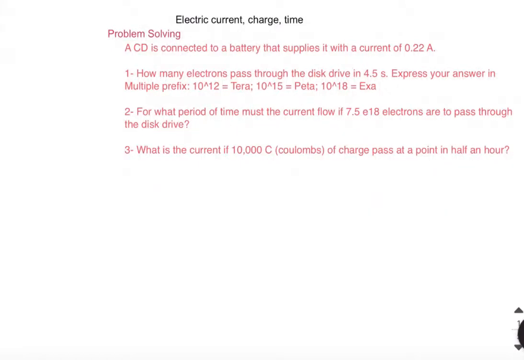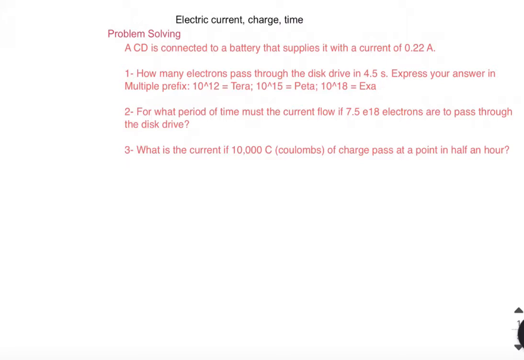This is a problem solving about electric current, a charge, and time. Just to remember that by definition, an electric current is defined as the total number of charge, represented by the letter Q, passing through a section of a wire, for example, in a given time t.